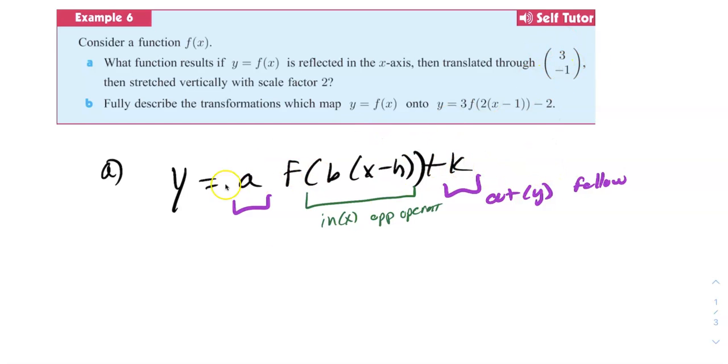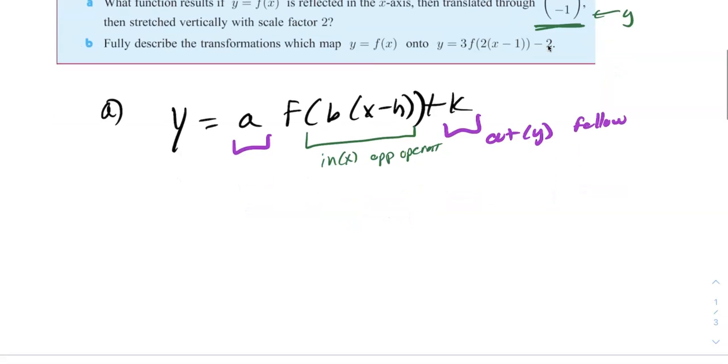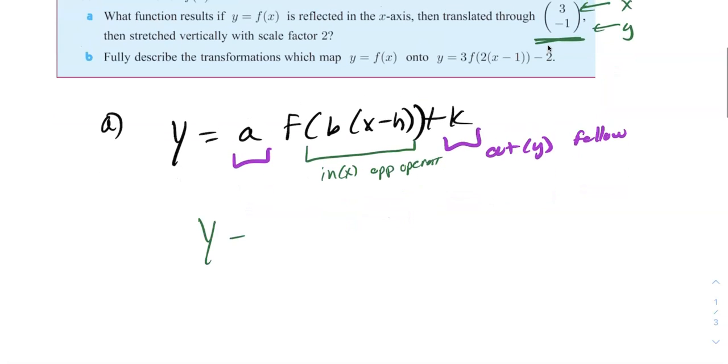So what they want us to do is fill this out using the stuff we found out here. So the first thing I'm going to do is this. Remember, when you see a vector translation like that, this is your x value, and this is your y value. So in my answer here, I'm going to put y equals f of x, inside opposite, so x minus 3, and outside follow, so minus 1 on the outside. Right, that's essentially my h and my k here. So 3 goes here, negative 1 goes here.